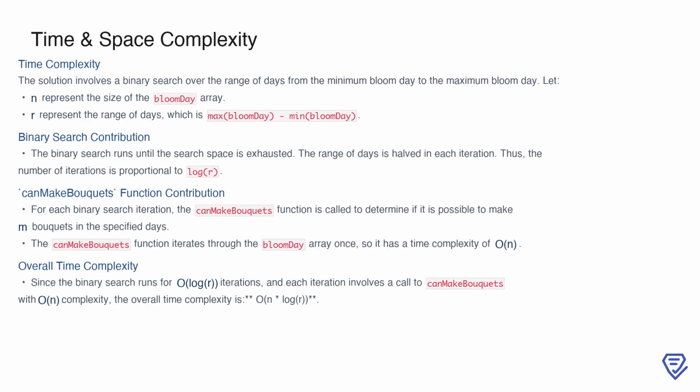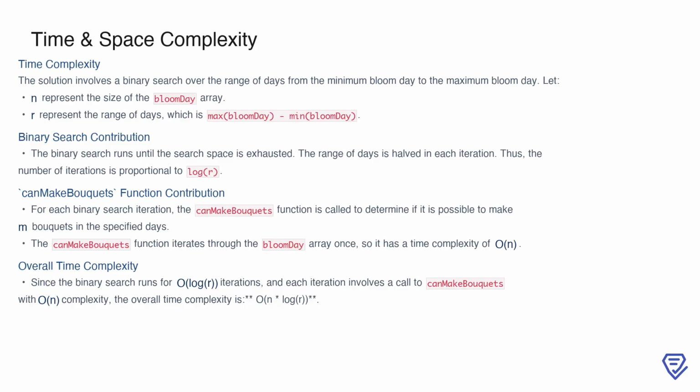To analyze the time complexity of our solution, we start with the binary search component. The binary search operates over a range of days, which spans from the minimum bloom day to the maximum bloom day in the bloom day array. If we let n represent the size of the array and r represent the range of days, which is max bloom day minus min bloom day, the binary search will have this range in each iteration. This means the number of iterations is proportional to log r.